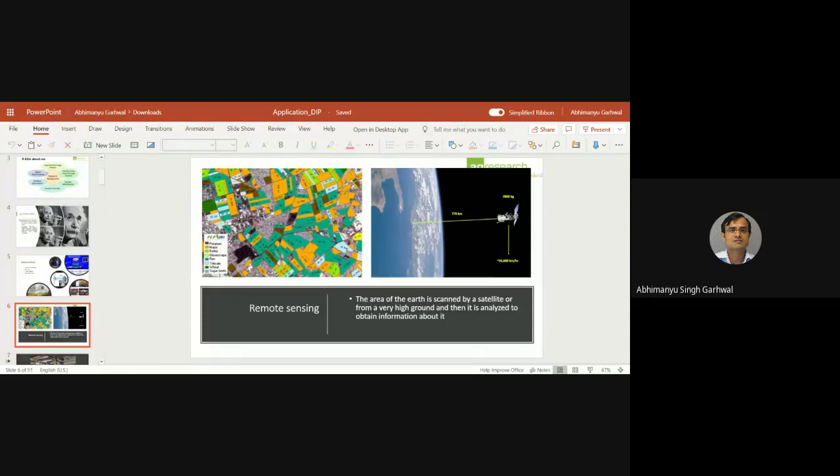Remote sensing is a very interesting area, where the area of Earth is scanned by a satellite from very high above the ground, and then it is analyzed to obtain information about it. You can see in the picture, the satellite is at almost 770 kilometers and moving around 24,000 kilometers per hour, capturing images at a very fast rate. As a result, we get ground information and then apply image processing techniques to get information about the field area, like where the potato, maize, barley, oilseed rape, wheat, sugar beets are, with different color schemes.